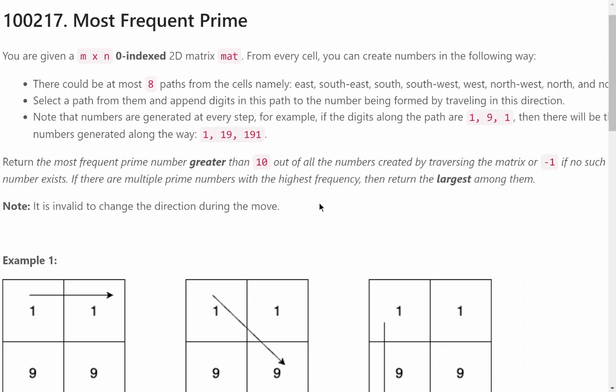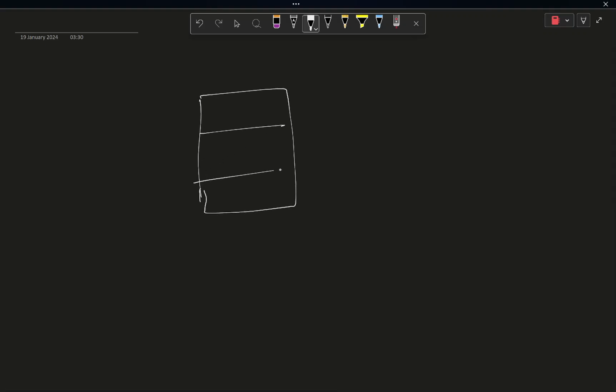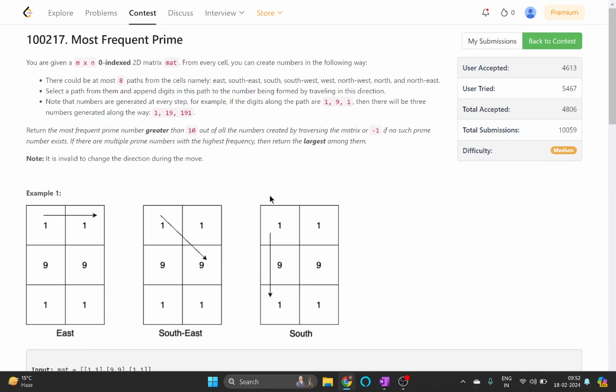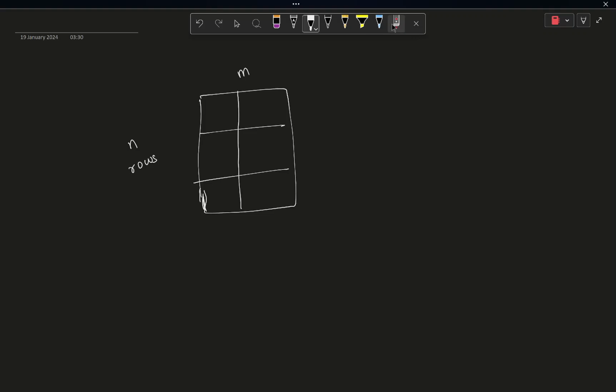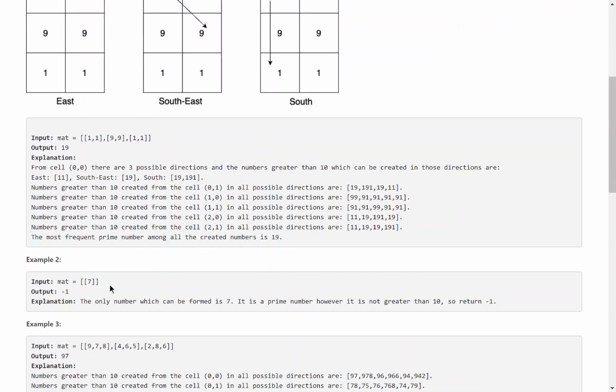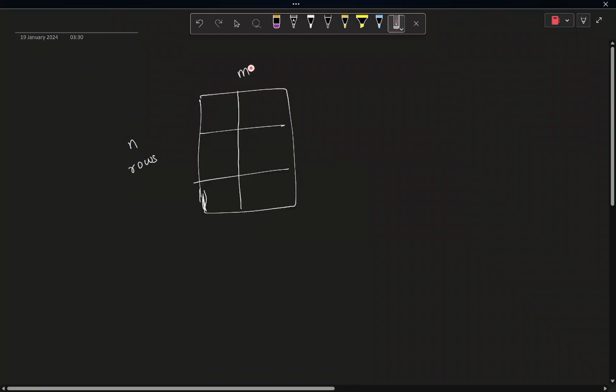So let me explain this a bit. We will be given a matrix. The problem generally says that we have a matrix with m rows and n columns, but I generally prefer to keep n rows. I will denote the number of rows by n and the number of columns by m. So this would be different from the problem. The problem says the number of rows and columns to be m and n. I'm denoting it the other way.